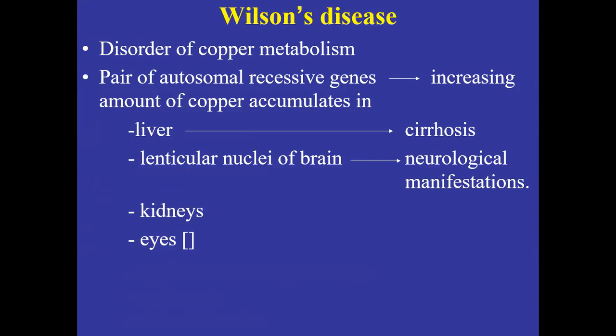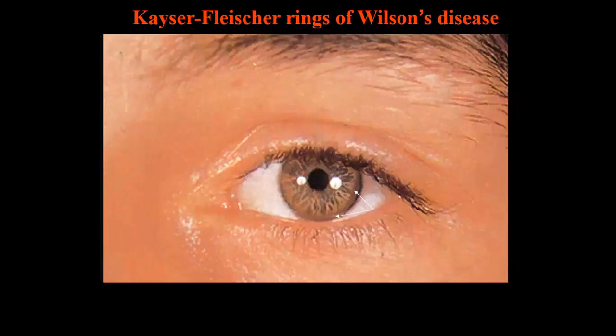Wilson disease, this is a disorder of copper metabolism, pair of autosomal recessive gene, increasing the amount of copper accumulating in the liver, leading to cirrhosis, and the lenticular nuclei of the brain, leading to neurological manifestation, and in the kidney and eye. بالآي يسموها الكايسر فليشر رينجز of Wilson disease اللي هي هذه مؤشر عليها طلعت لنا brown ring around the cornea. هذه هي الكايسر فليشر ring due to the accumulation of the copper.